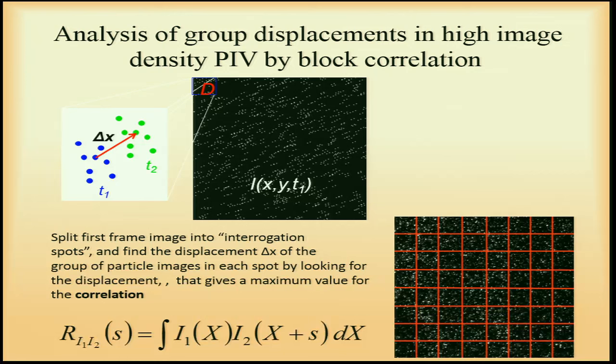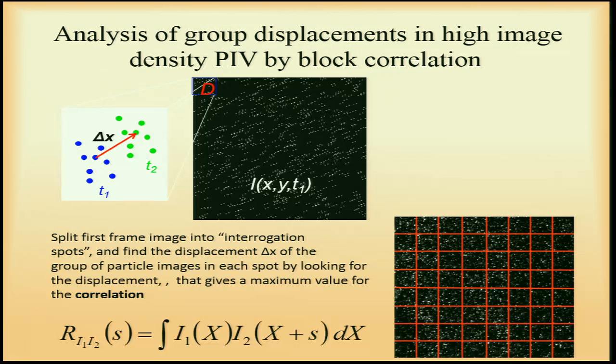So what I recommend is that you look at this triplet of particles. They're very bright. You can see them over here. And then just watch them. You can see they're moving down and to the right. Okay, so that's the idea of PIV. You're going to look at groups of particles, not individuals. And the question is, of course, how do we get a nice uniform field out of that?